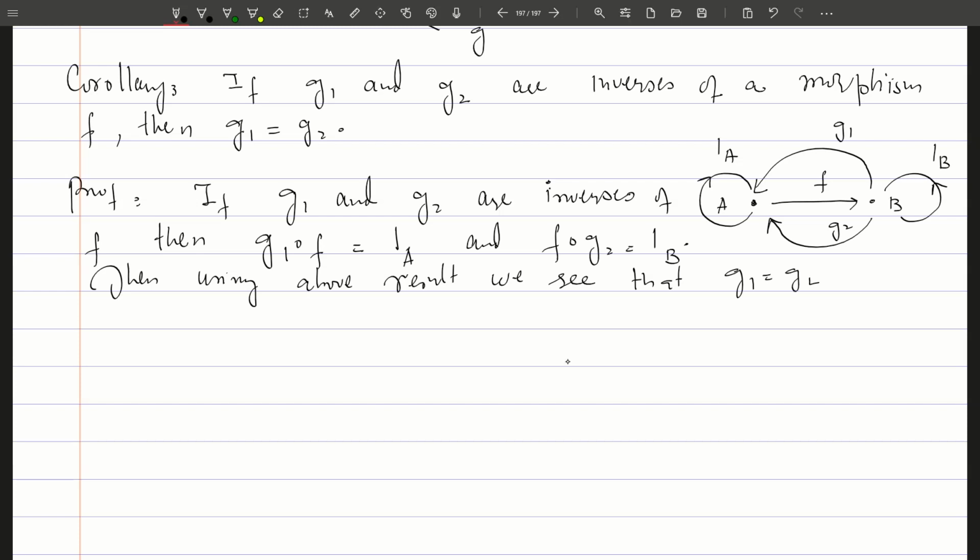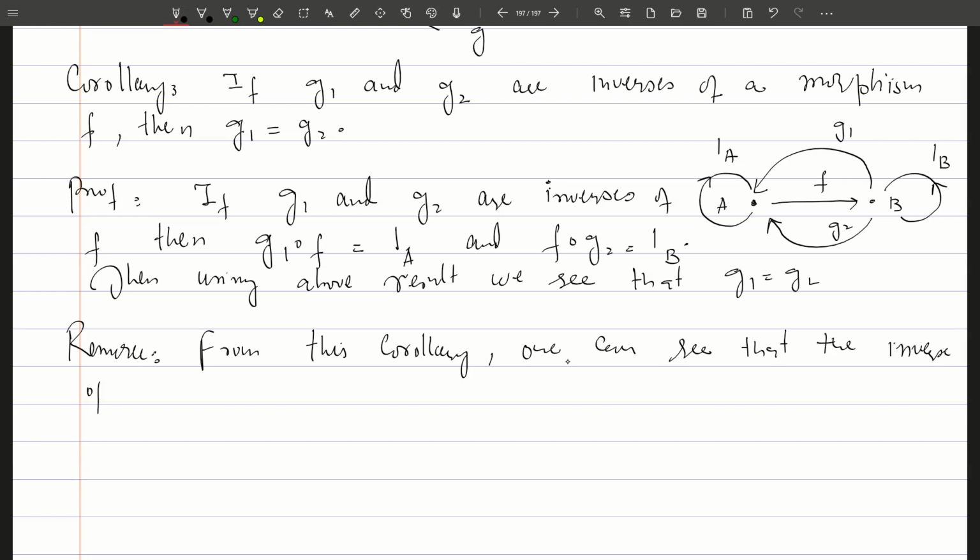And so let us write this down. From this corollary, one can see that the inverse of a morphism, say f, is unique, and we write its inverse by f inverse.